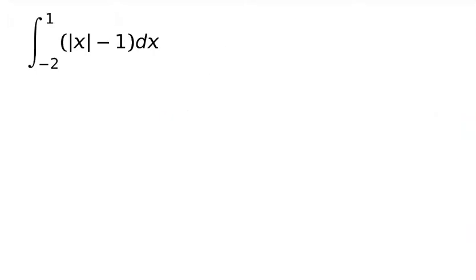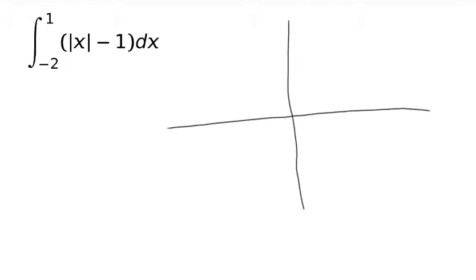So for this one, we're given a function but not a graph, so we're going to have to draw the graph of this one. So here's my coordinate plane. The function is the absolute value of x minus 1. Now, if it were just the absolute value of x, it would look something like this. But it's minus 1, so it's shifted down by 1 unit. So I'll draw it like that.